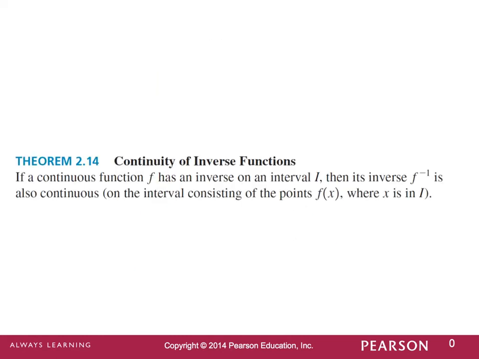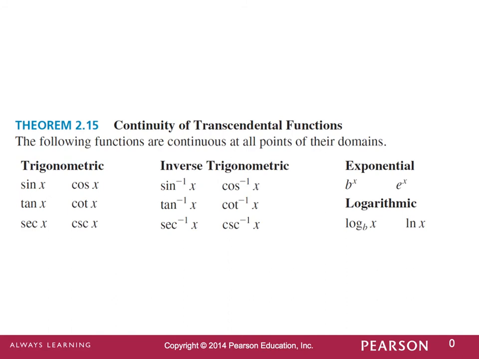Theorem 2.14 tells us that if we have a continuous function f and it has an inverse on an interval, then its inverse is also continuous on that interval containing the points f of x where x is in the interval I. Now using that theorem, and some other reasoning, we can jump to theorem 2.15 and we see all of these functions that are continuous on their domains.